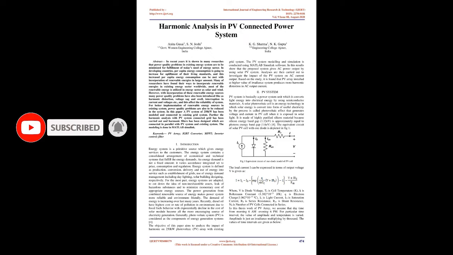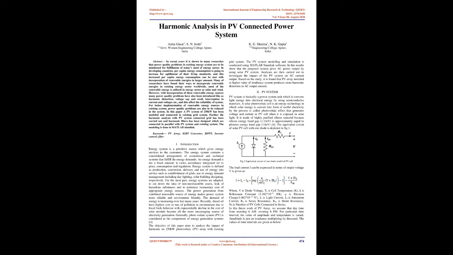For the most part, energy systems are adapted to cut down the use of non-inexhaustible assets, leak of hazardous substances, and to minimize momentary cost of appropriate energy sources. The power generation from combined renewable source of energy makes power system more reliable and environment friendly. The demand of energy is increasing over last many years. Recently, diesel oil has the highest cost and rate of pollution in environment due to fossil fuels behavior, with exponential decline in the cost of solar module becoming an all the more encouraging source of electricity generation.